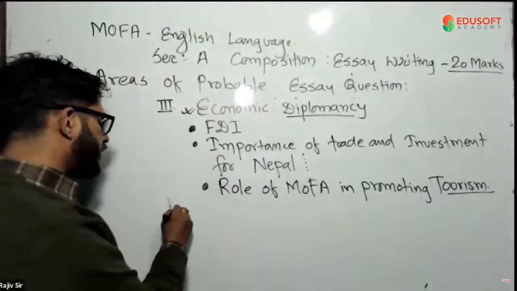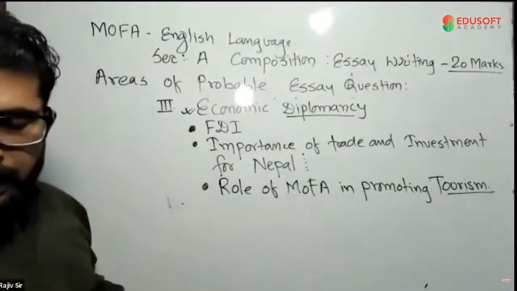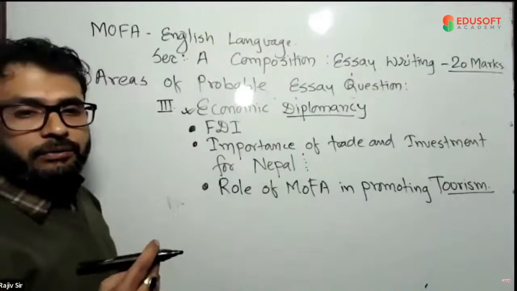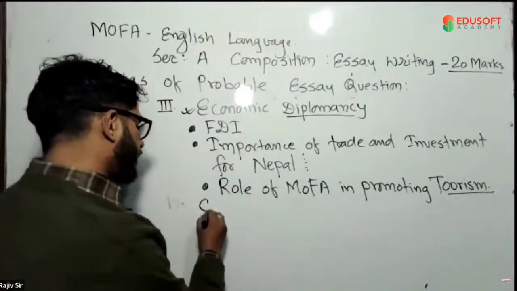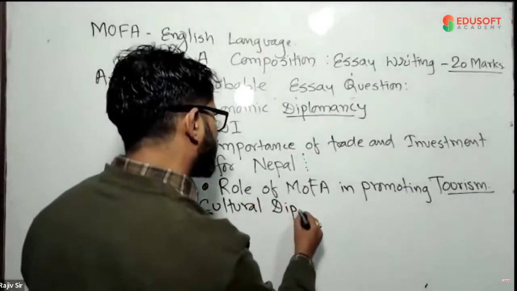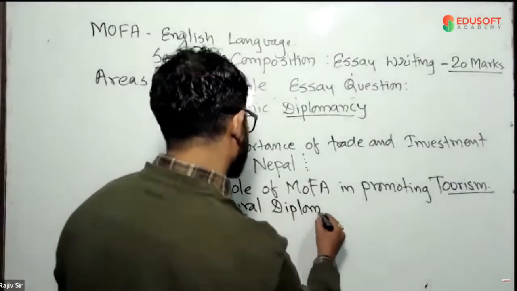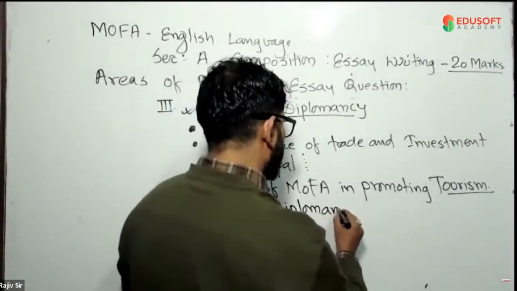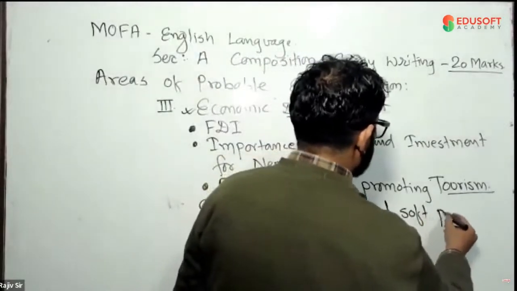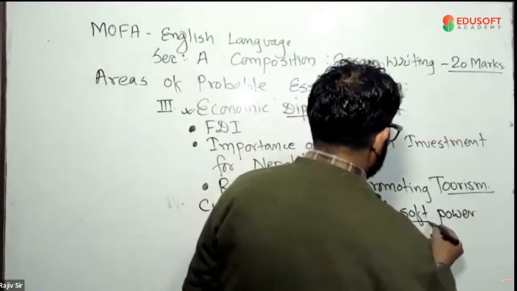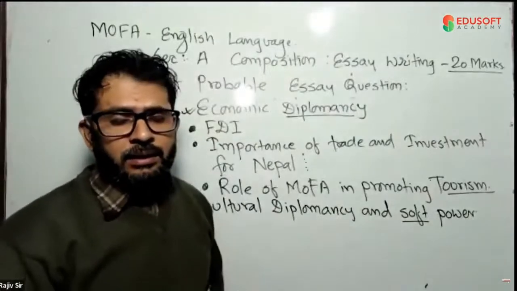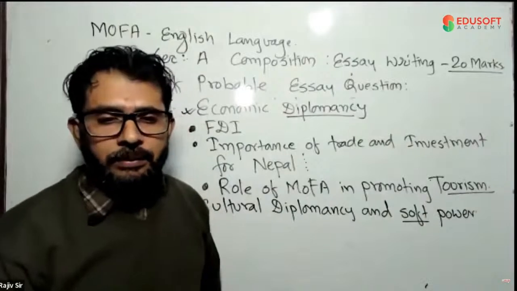Next area of questions which you are likely to be asked, and there is the possibility of asking from this area, is a very important one. Cultural diplomacy. See, diplomacy has lots of forms, right? Economic diplomacy also, not only economic diplomacy, but cultural diplomacy and soft power. Nepal does not have hard power, but soft power. What is this soft power? Soft power means which can be used, right? Which can be felt.